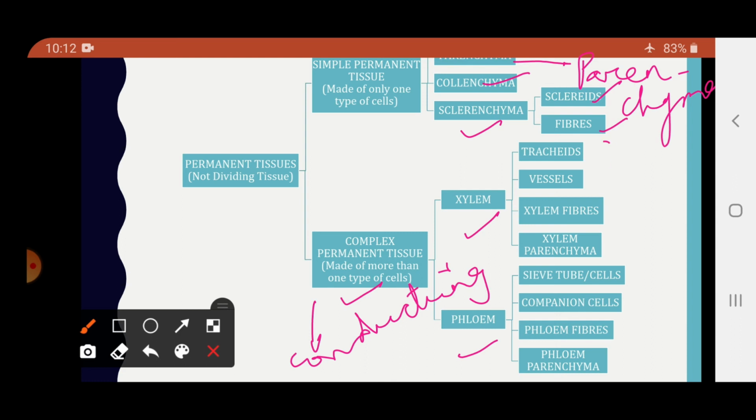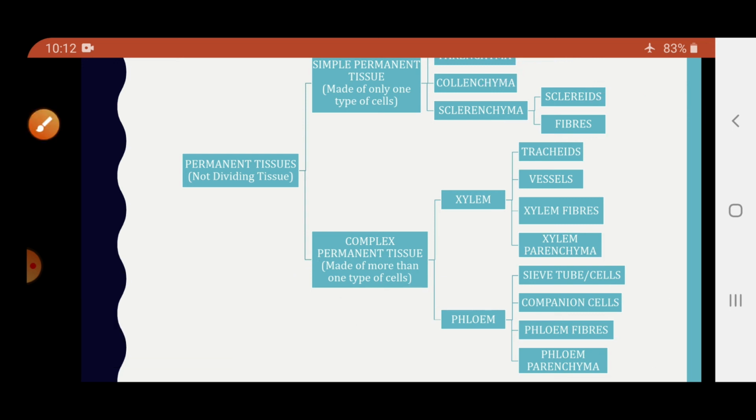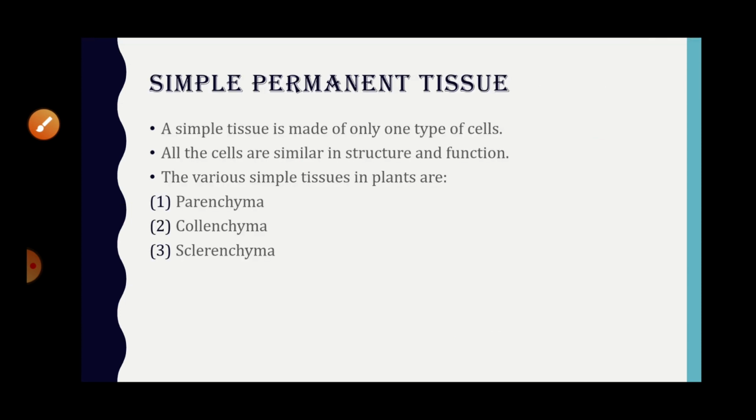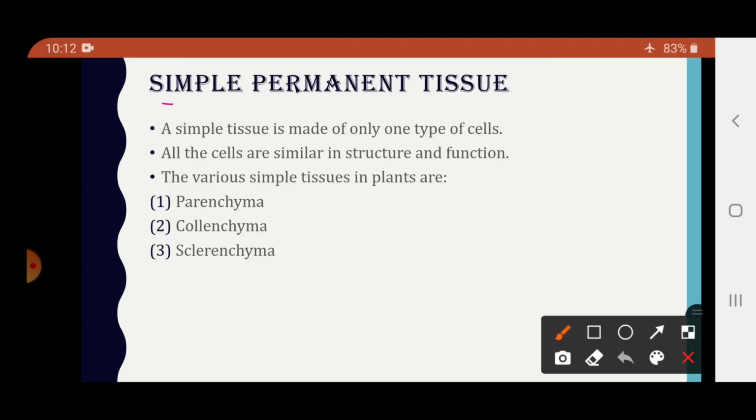See xylem में आप देख सकते हो, it is made up of four different types of cell: tracheids, vessels, xylem fibers, and xylem parenchyma. So as it is made up of four different types of cell, it is a complex permanent tissue. Same way phloem is again made up of four types of cell: sieve tubes or sieve cells, companion cells, phloem fibers, and phloem parenchyma. So as it is made up of four different types of cells, it is which type of tissue? A complex permanent tissue. So students, today we will study in detail the simple permanent tissues.